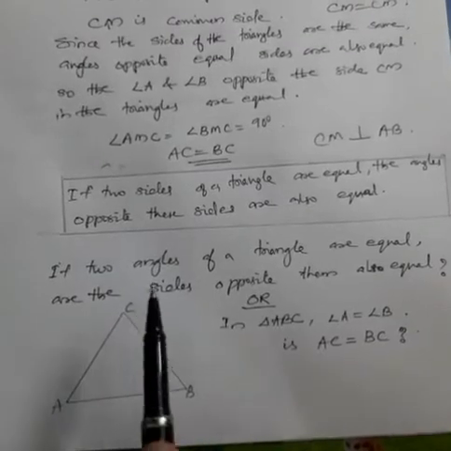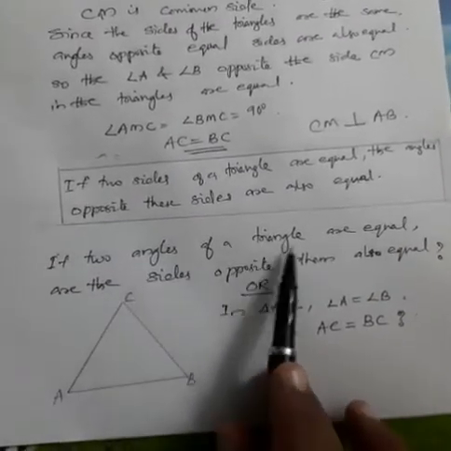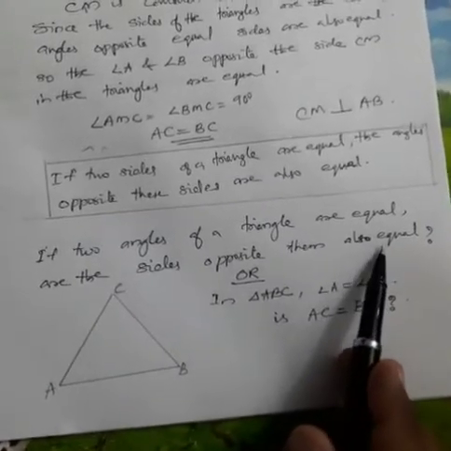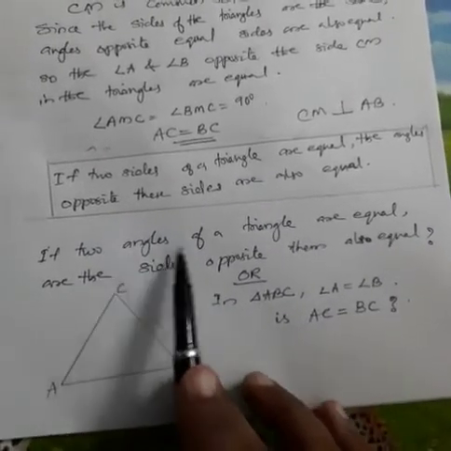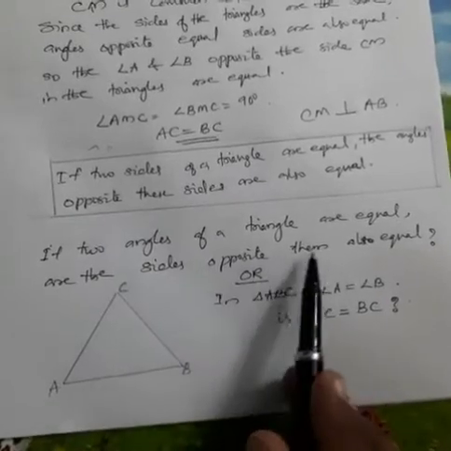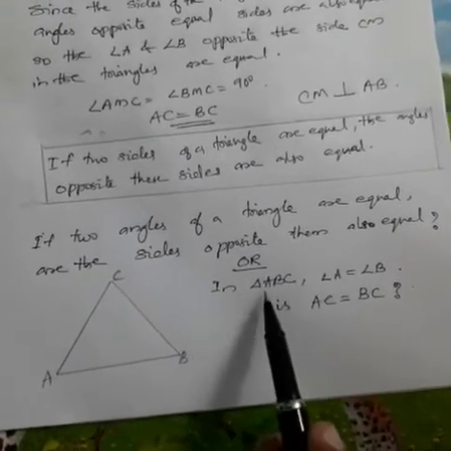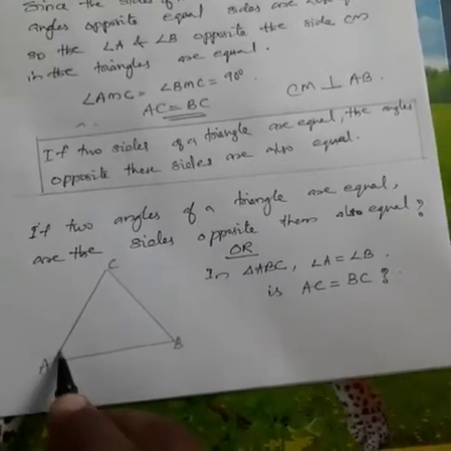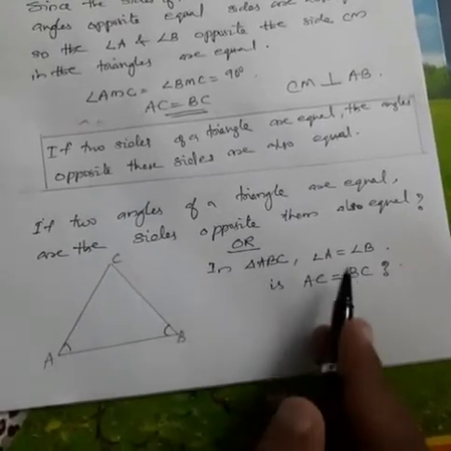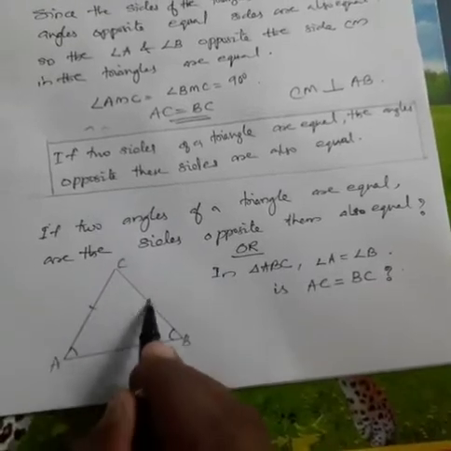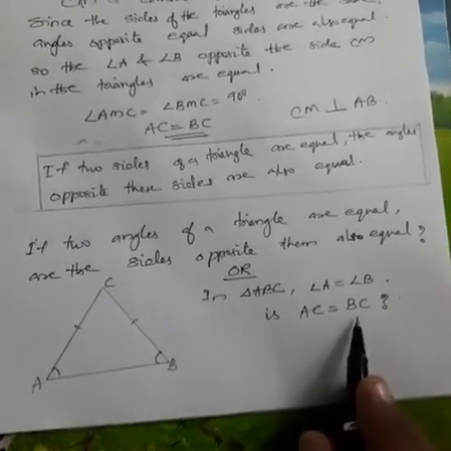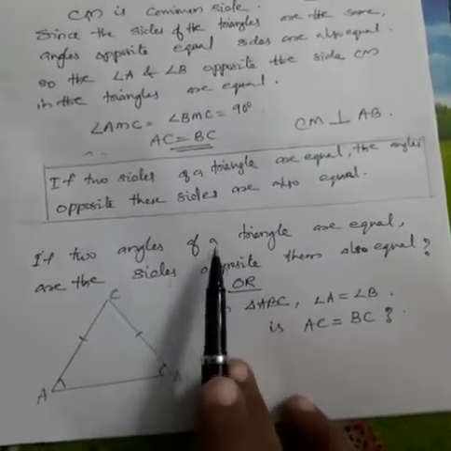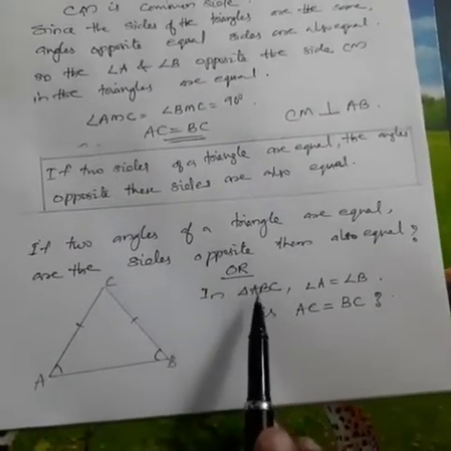See the next question. If two angles of a triangle are equal, are the sides opposite to them equal? In triangle ABC, angle A is equal to angle B. Angle A and B are equal. Are these two sides equal or not? That means the reverse of our principle. If the angles are equal, are the sides also equal or not?